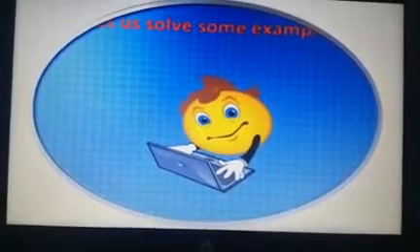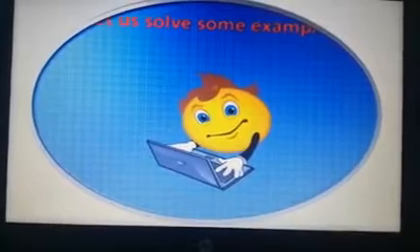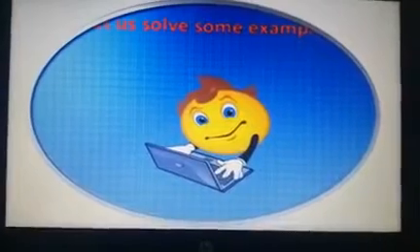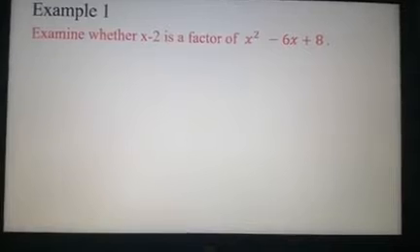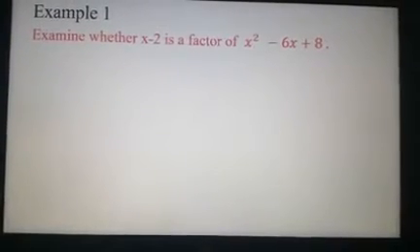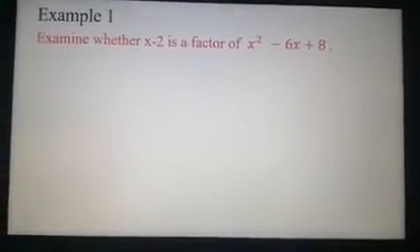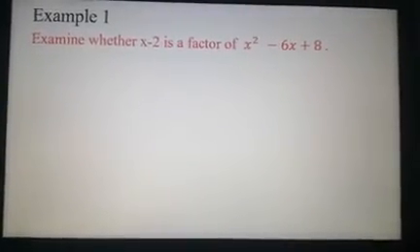And p of a is equal to 0 if x minus a is a factor of p of x. So with that, let me discuss some problems. Once you start solving the problems, you will understand it better. So let me consider the first example of the factor theorem. Here they are asking us to verify whether x minus 2 is a factor of x square minus 6x plus 8.